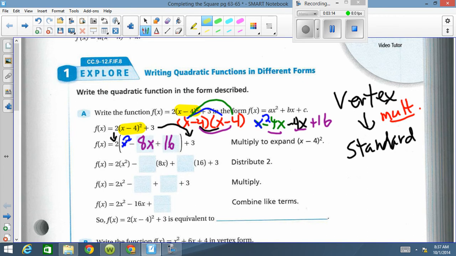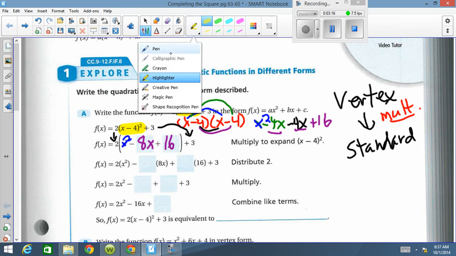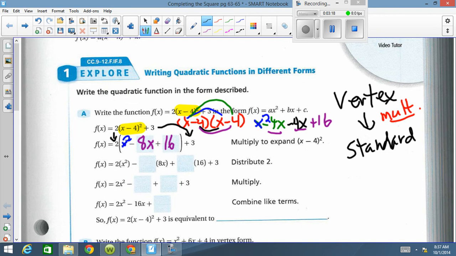All right, so now that we got that out of the way, we're going to go ahead and do the distributive property. So as I distribute this 2 through, 2 times x squared is 2x squared. If I distribute the 2 through here, I'm going to do 2 times the 8x. And then as I distribute through here, I'm going to have 2 times the 16.